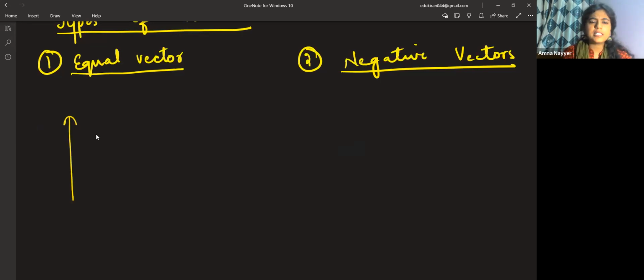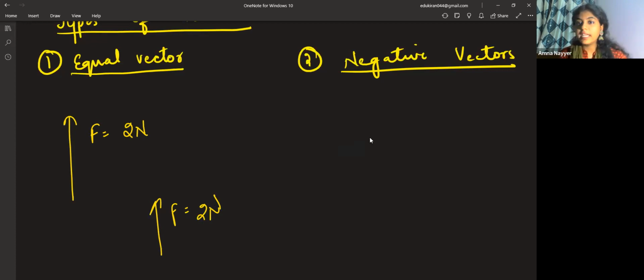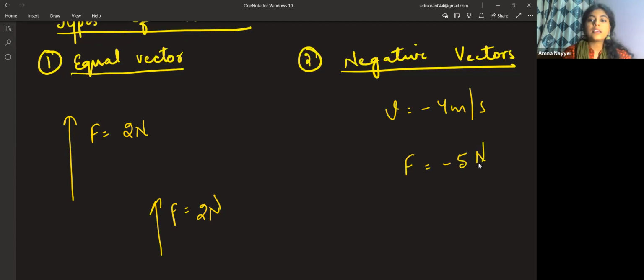For example, this is a force of 2 Newton, right? And one more force is present, force of 2 Newton. So these are two equal vectors. Then you have negative vectors. The way we have studied, V is equal to -4 meters per second, force is equal to -5 Newton. These are all negative vectors. But see, are they actually negative? They are because of the directions they are present in. It can be that the magnitude is positive, but still they are negative vectors.